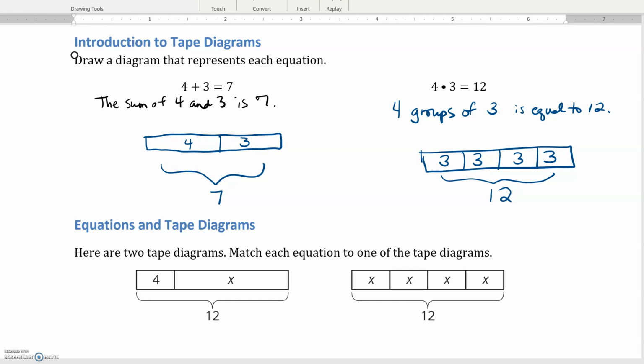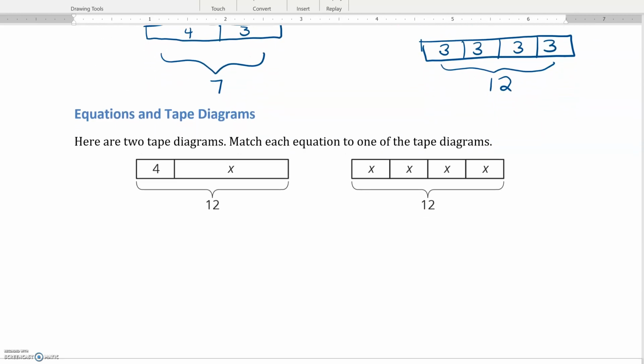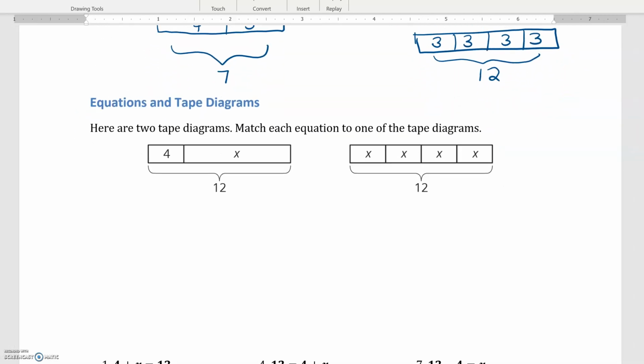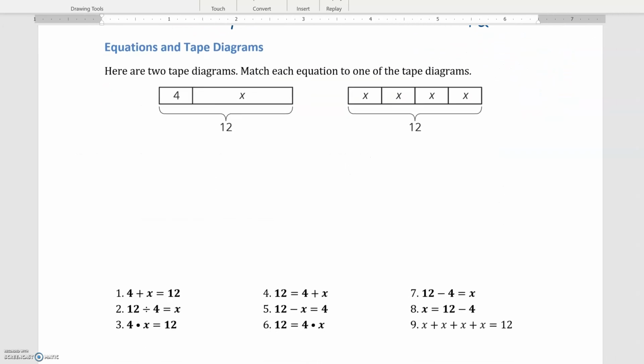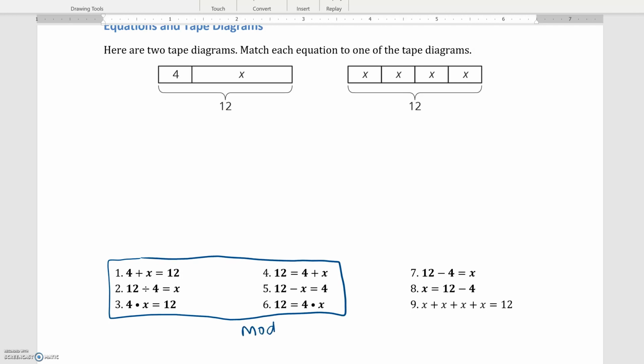So using what we just saw with tape diagrams, let's now try to match equations below that have variables, which are unknown values, to each tape diagram on the front page. So we have 2 tape diagrams here, and we want to match each equation to one of the tape diagrams. I'm going to help you with 1 through 6, and then you will do the last 3 by yourself.